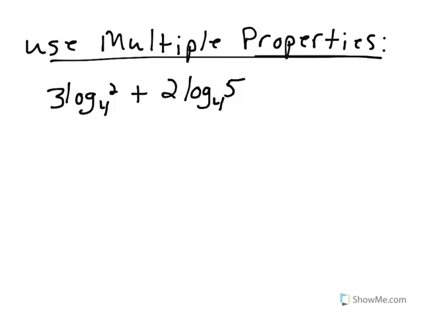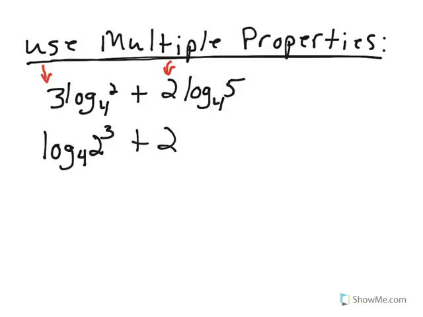Use multiple properties to simplify your logarithms. First of all, we are going to use the exponent property. Notice we have a number out in front of each of our logs. Those are our exponents. So we're going to write that as log base 4 of 2 to the 3rd power plus log base 4 of 5 to the power of 2.